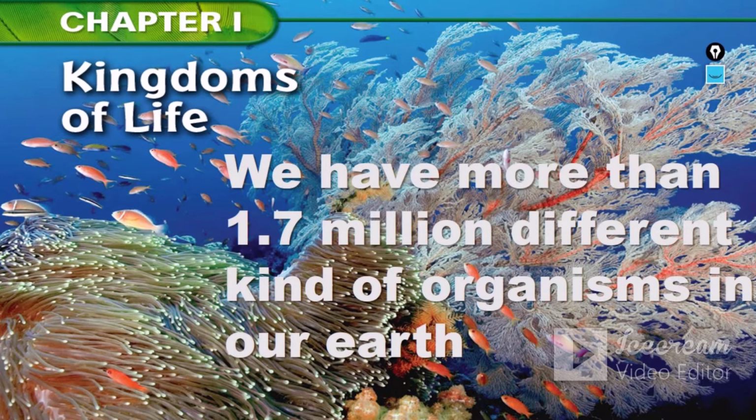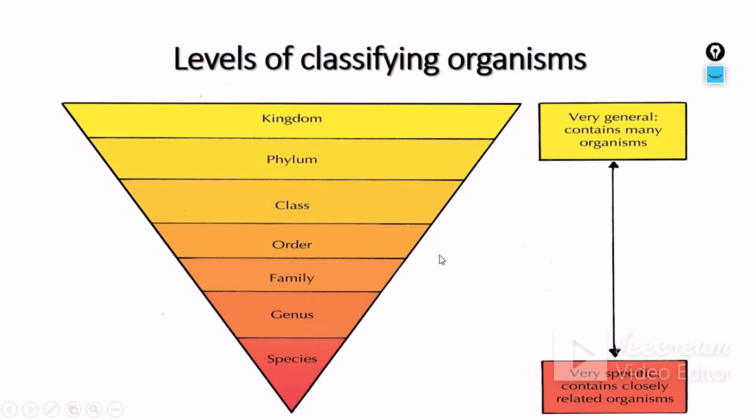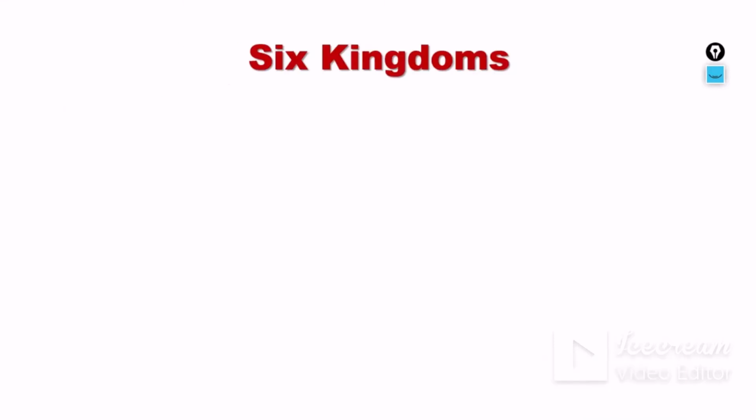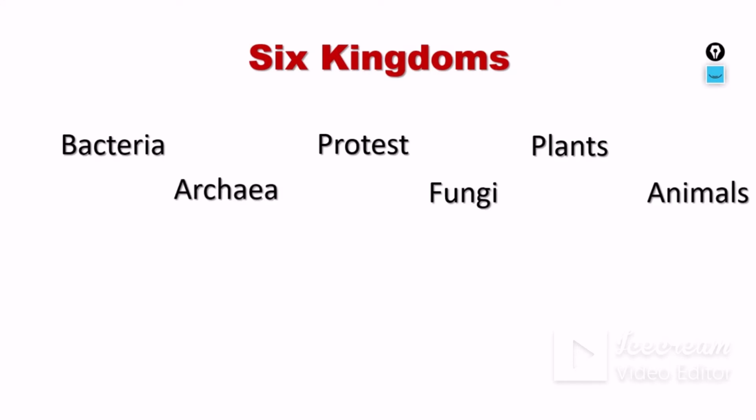We still talk about the kingdoms of life. As you know, we have more than 1.7 million different kinds of creatures on our earth. We have a lot, and scientists use some methods to classify these organisms. Don't be confused between classifying organisms and the 6 kingdoms that we have. We have 7 levels for classifying organisms: kingdom, phylum, class, order, family, genus, and species. On the other hand, we have 6 kingdoms: bacteria, archaea, protists, fungi, plants, and animals.